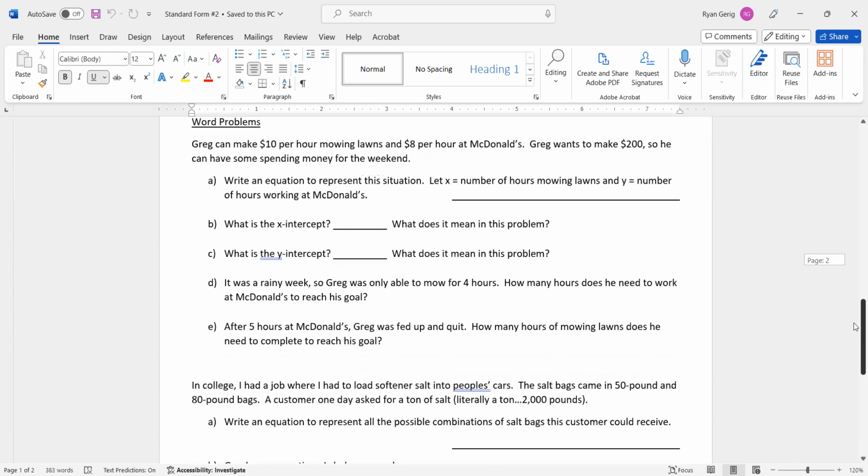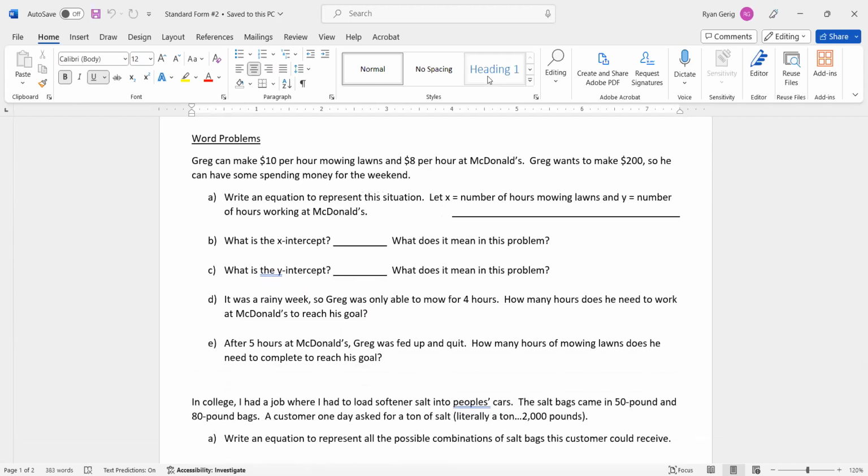All right, let's move on to word problems. Good news is with these, I said it earlier, once you see the patterns, they are usually pretty straightforward. So Greg can make $10 per hour mowing lawns and $8 per hour at McDonald's. Greg wants to make $200 so he can have some spending money for the weekend, so looking at basically a week, maybe. Write an equation to represent this situation.